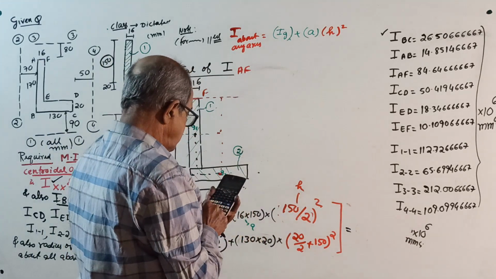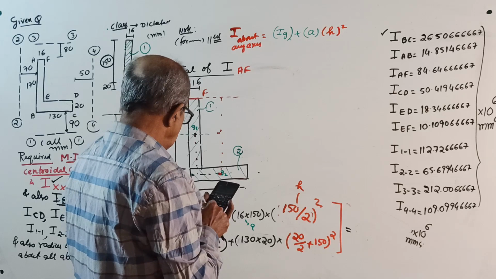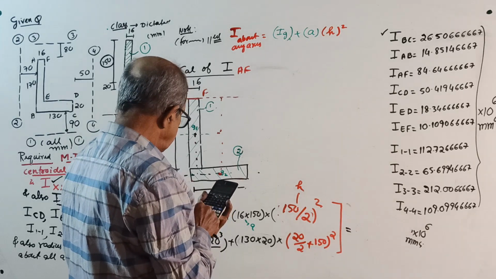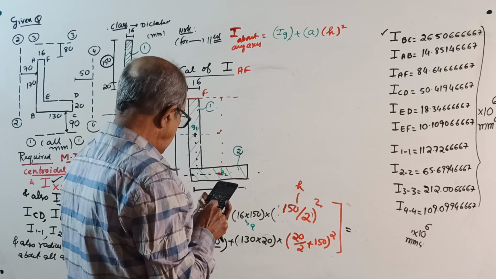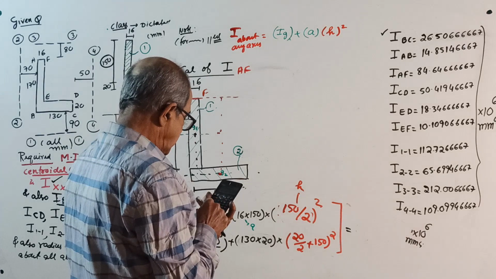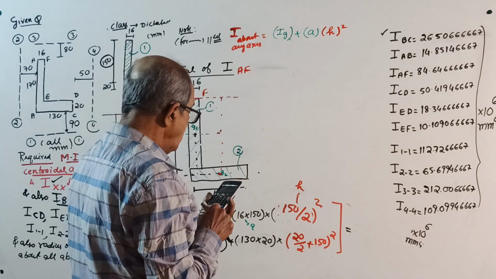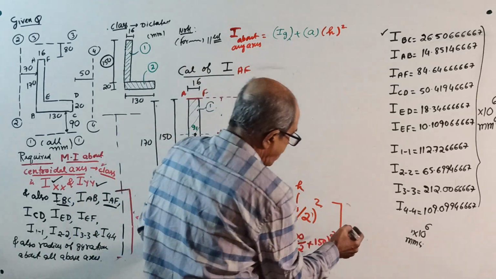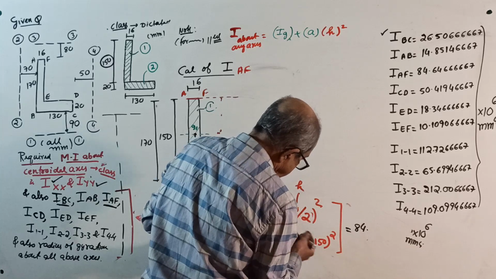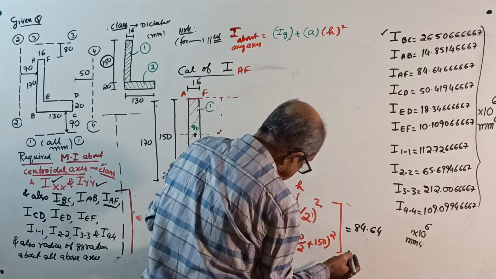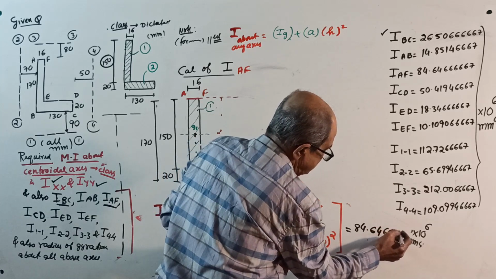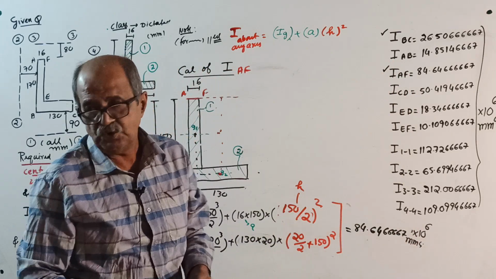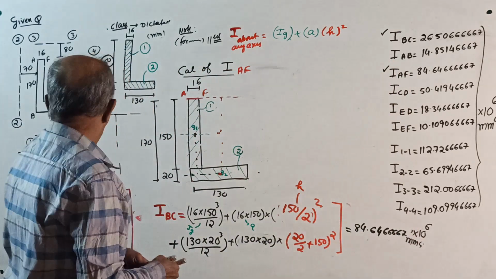It is 16 into 150 cube divided by 12 plus 16 into 150 into 75 square plus 130 into 20 cube divided by 12 plus 130 into 20 into bracket 10 plus another 150 close square, divided by 10 to the power 6. 84.64, I am not seeing there. 64, honestly 64. 666666667 into 10 to the power 6. Yes, see, this also tallied. IAF. Okay.